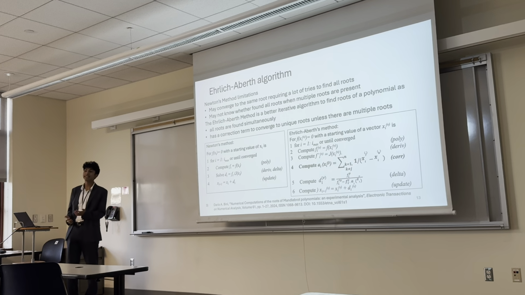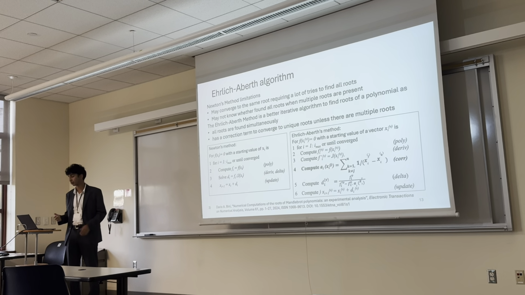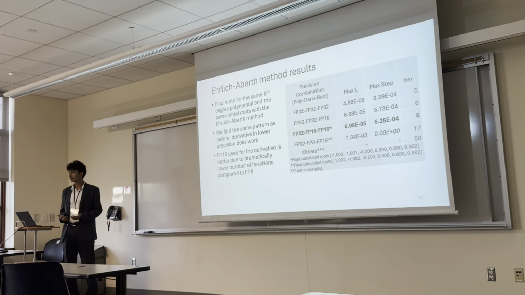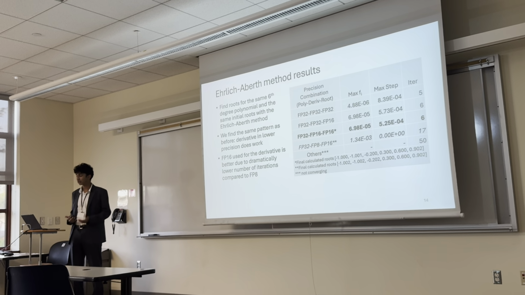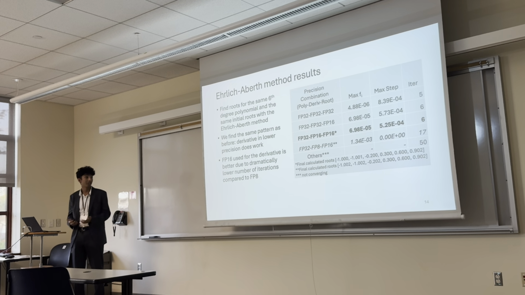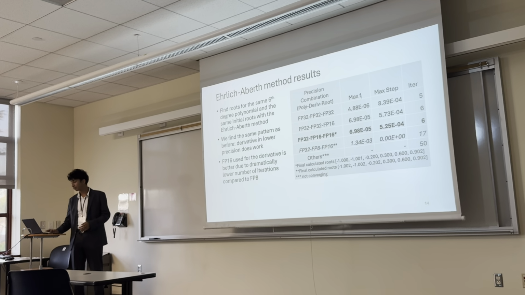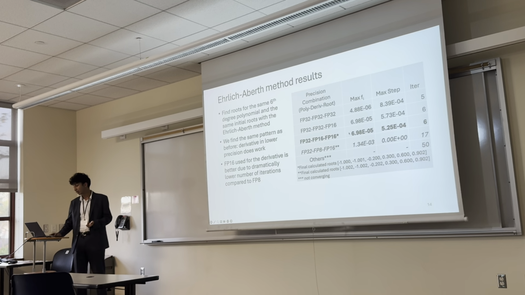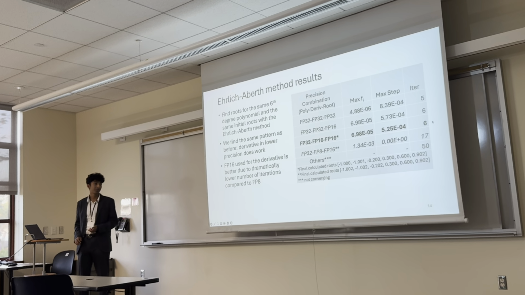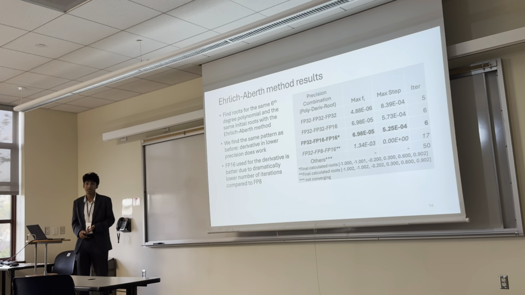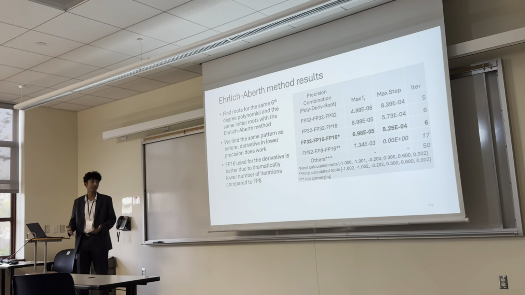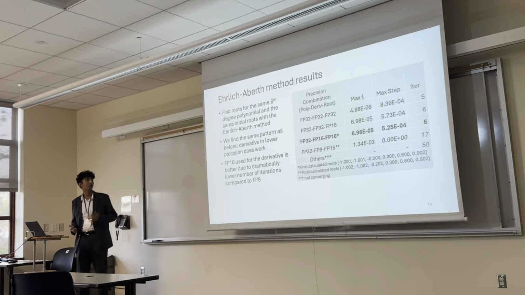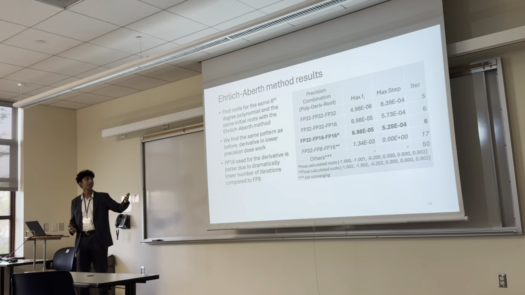So how does the EA method fare with this mixed precision approach? What we find is the same pattern as before. The derivative in lower precision does work. However, if we compare FP16 for the derivative and FP8 for the derivative, with FP16, we get 6 iterations to converge all the roots, but with FP8, we get 17, which is a substantially greater amount of iterations. And because of this, we recommend using FP16 for the derivative for any implementations with the EA method.